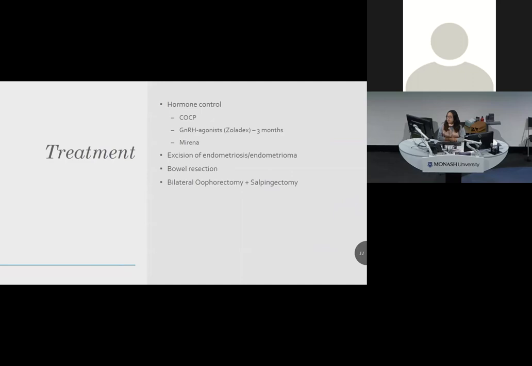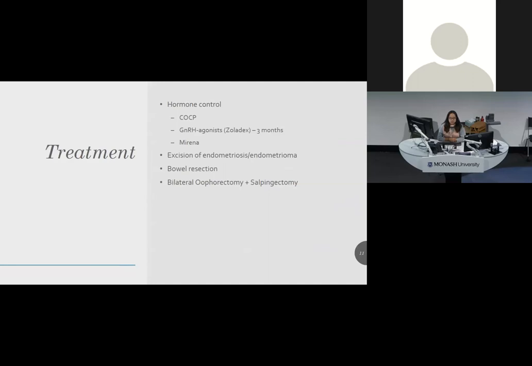In terms of treatment, basic treatment will be your hormone control. So you put them on the contraceptive pill, you can give them a Mirena after you take out all the lesions. But your last line hormone treatment will be Zoladex. I don't know if anyone else has talked to you about it today, but what it is basically is it induces menopause. When you are in menopause, you don't get pain because you don't have adhesion, it doesn't grow, and it just kind of sits there.